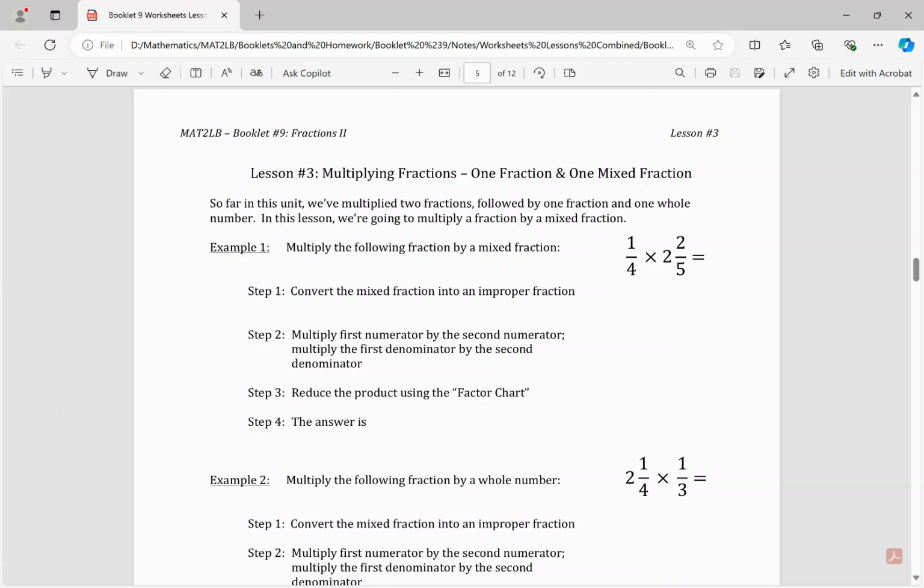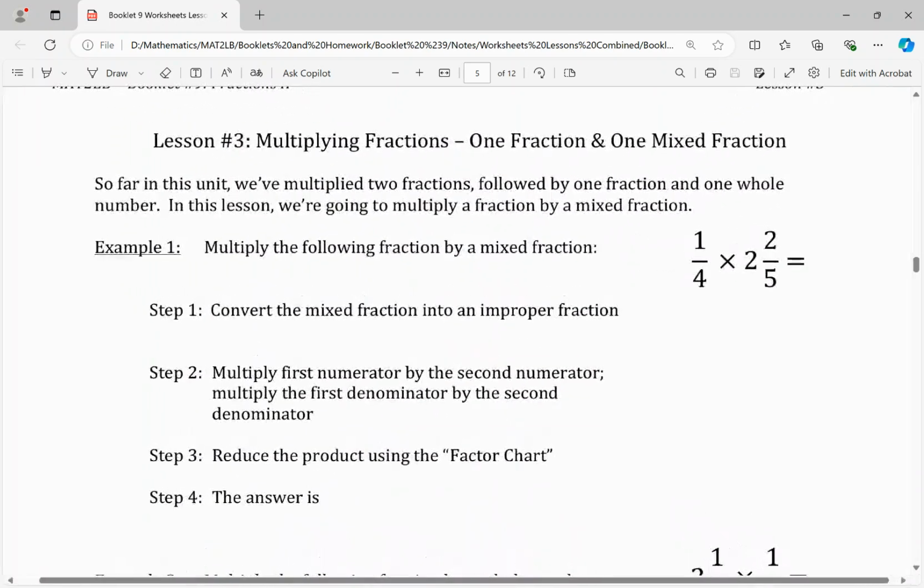In this video, we will be completing Lesson 3 in Booklet 9, that is multiplying fractions, where one fraction is a mixed fraction. We can see that here in the first example, when we have a fraction, 1 over 4, multiplied by a mixed fraction, which is 2 and 2 over 5.